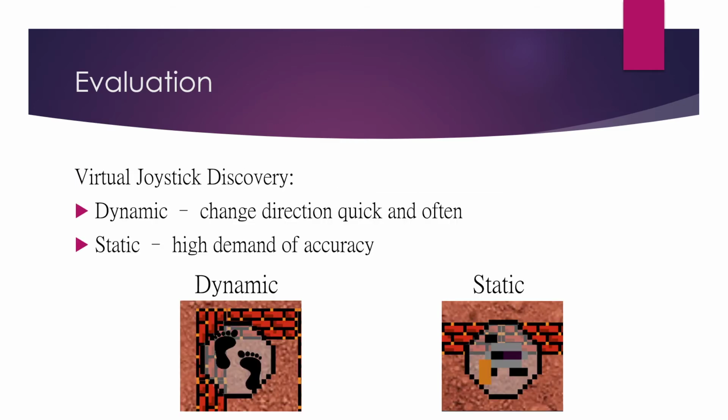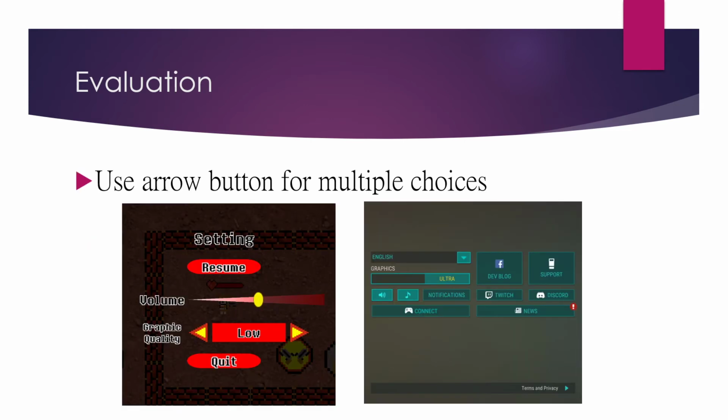demands of accuracy. And another quick summary, dynamic joysticks to be used for movement because they need to change the moving direction quickly and often, while static joystick on the other hand should be used for attacking, such as shooting or throwing molotovs and other abilities related to attacking because of the high demands of accuracy.